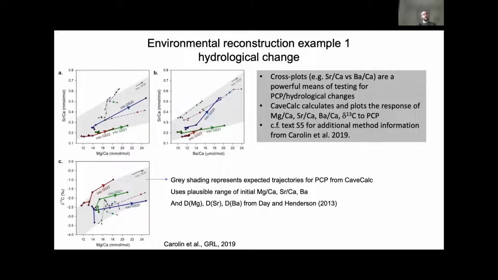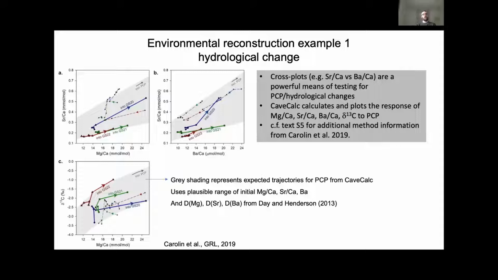I particularly like these figures from that publication, partly because these cross plots, where we're plotting one element versus another, are particularly powerful for understanding whether our data set, in this case in the top left-hand corner strontium versus magnesium, for example, is responding to prior calcite precipitation or not. Plotted in grey in all of these plots are the expected trajectories for prior calcite precipitation as calculated by CaveCalc, which is a modelling software tool that we will look at a little bit later on in this talk.